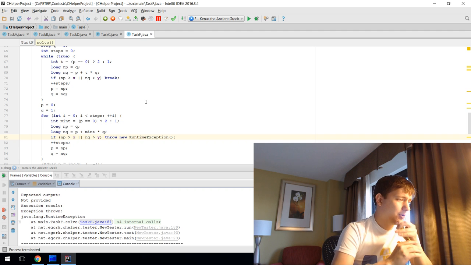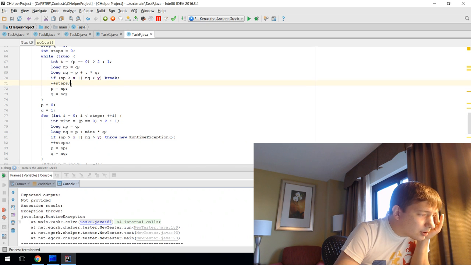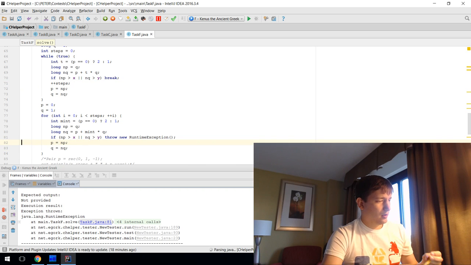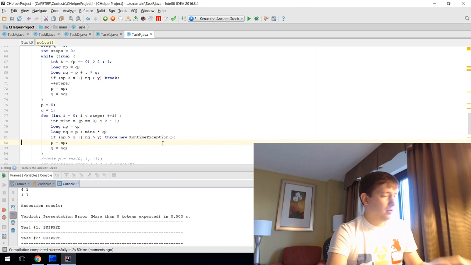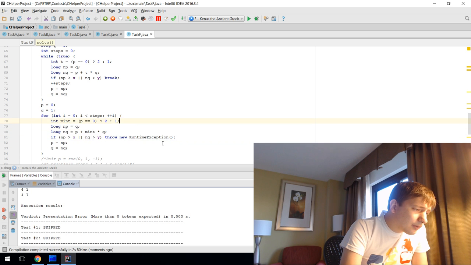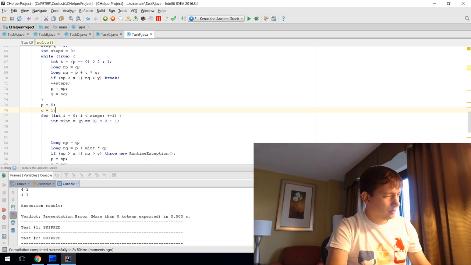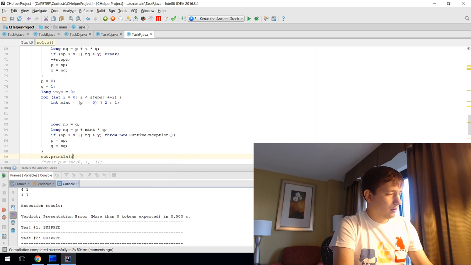Interesting. How can we get this exception? So we recorded how many times we could. Oh, because we have plus plus steps. That explains everything. So now we don't get any exceptions. Okay, so here we need to update the answer. ways equals zero. Now println steps plus ways.